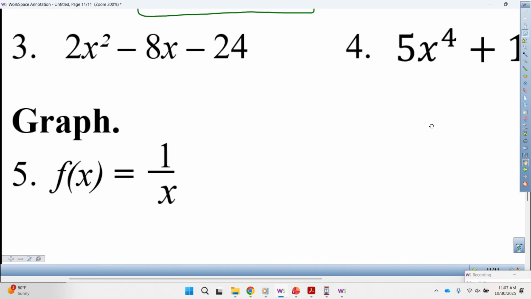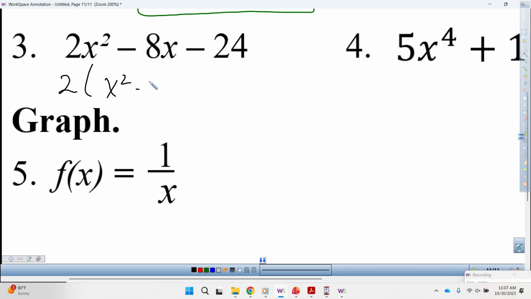Go to number 3. Tell your neighbor what you got for number 3. And then we'll pass it to someone else. Miguel, what do I do? Before that? Okay. Divide by 2. That leaves us x squared minus 4x minus 12.